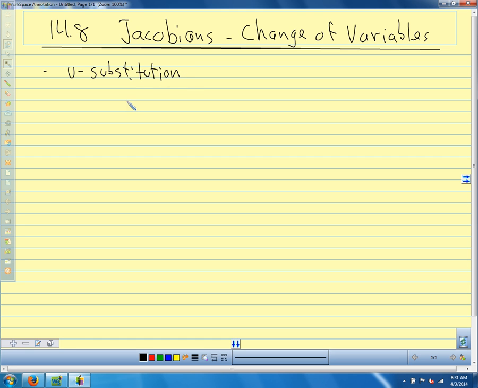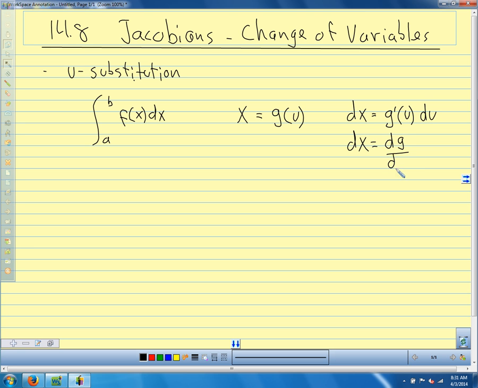So in U substitution, we used U substitution for integrals where we had the integral from, I'm going to say, a to b of f of x dx. Back when this was the only kind of integral that we did, and we said that x was some function of u. So to evaluate this integral, we did our U substitution, and we had to find our dx, which is g prime of u du. I could also write this as dx is dg du times du.